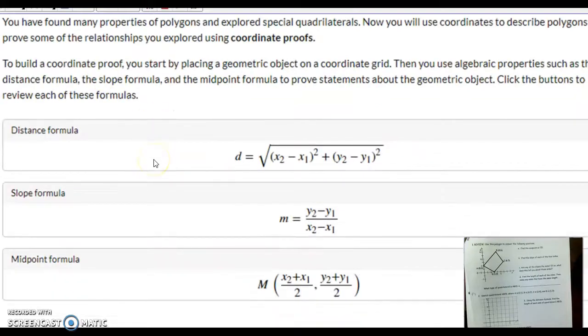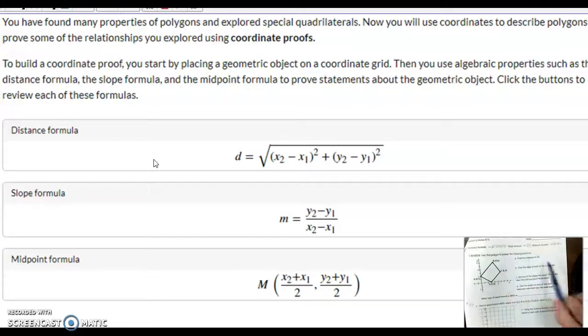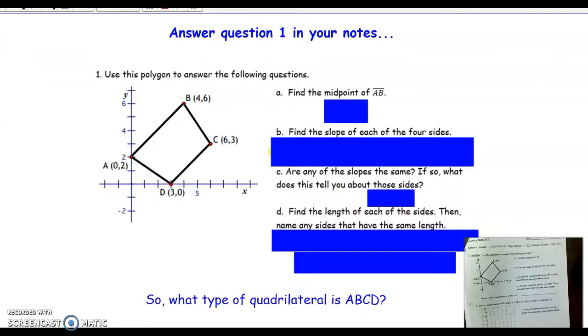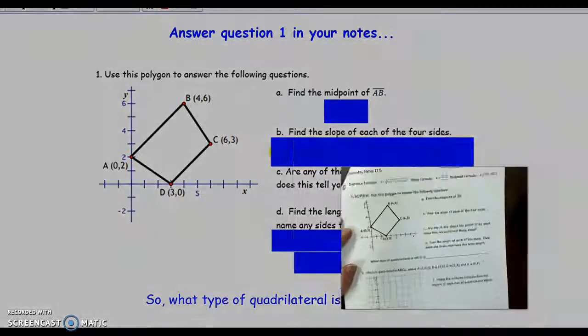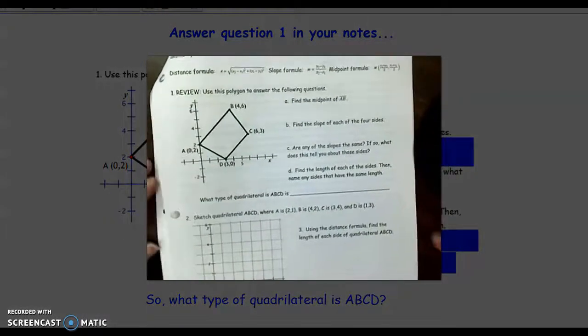So here are those formulas that you'll be using today, and they're at the top of your notes here as well. These are definitely ones that you need to commit to memory and not have to look up each time you have to use them. So let's look at question 1 in our notes. We're going to try to classify what type of quadrilateral this is based on the information that we're looking at, and I'll go to the notes to do that.